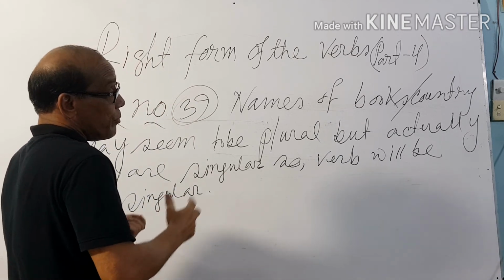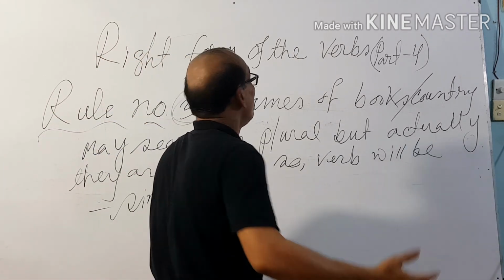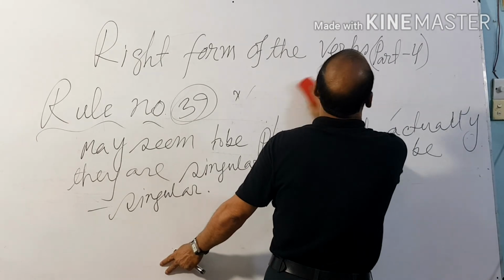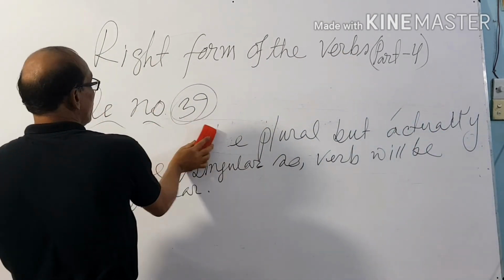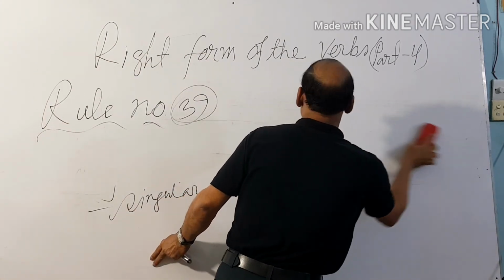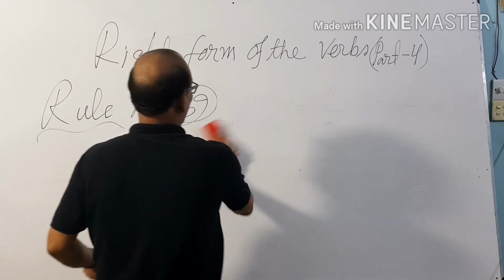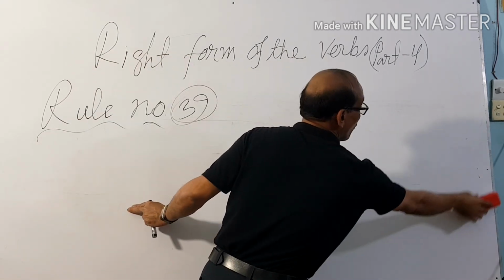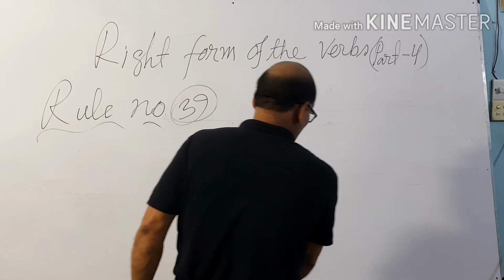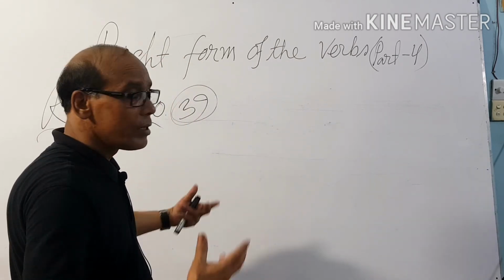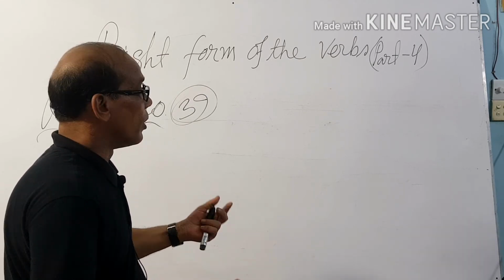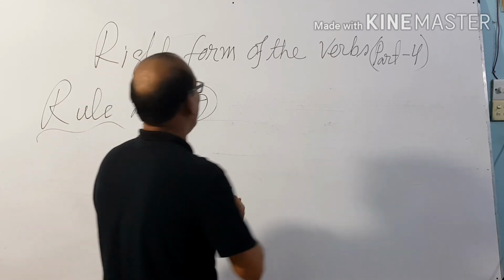The rule may seem to you very long, but it is a very easy rule. That means sometimes the name of any book may seem to you plural. Suppose Gulliver's Travels. It seems to you plural, but actually it is singular. Gulliver's Travels is the name of a single book. And the United States of America, "states" here, seems to us plural, but it's the name of a single country, so the verb will be singular.